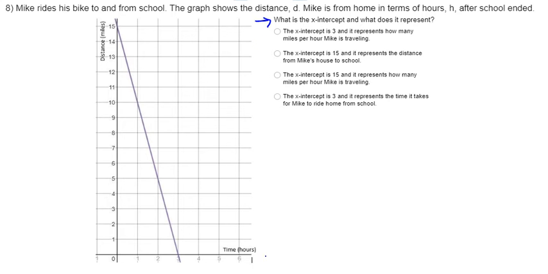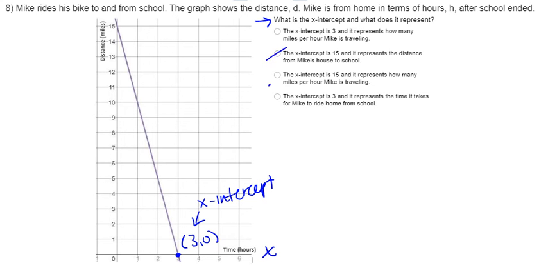So x-intercept, this is my x-axis down here, and my function, this line, is going through the x-axis at 3. So this coordinate would be (3, 0). This is my x-intercept. Okay, so I know that 3 is my x-intercept.